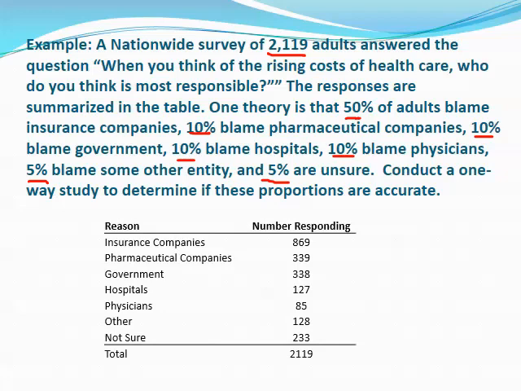And so here's what we found in our sample. We found that 869 blamed insurance companies. We were expecting 50%. What's 50% of that? 1,000 and almost 60. We saw a lot less than that. We're expecting 212 or so to blame pharmaceutical companies. We see a lot more than that. Another 212, another 212, another 212, 106-ish here and 106-ish there. We can see the numbers aren't all that close. And so just purely by looking at what I expect, multiplying the n, the 2,119, times the corresponding probabilities, I'm seeing that these numbers aren't all that close, but let's make it a little bit more formal than that. Let's see how the test is conducted.